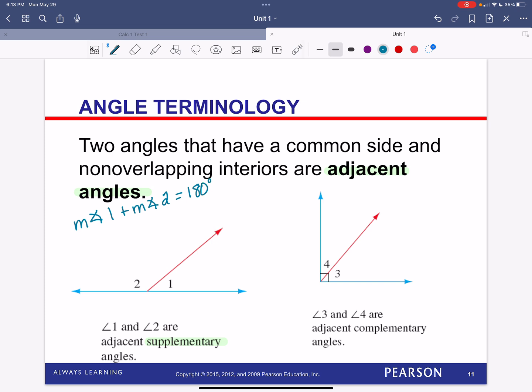Now in this example right here, angle 3 and angle 4 are complementary angles. That means the measure of angle 3 plus the measure of angle 4 is 90 degrees. That's what those mean, and this will help us as we are looking at figures and need to figure out what all the angle measurements are.